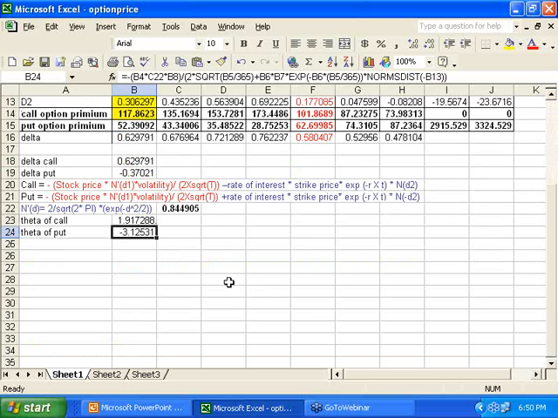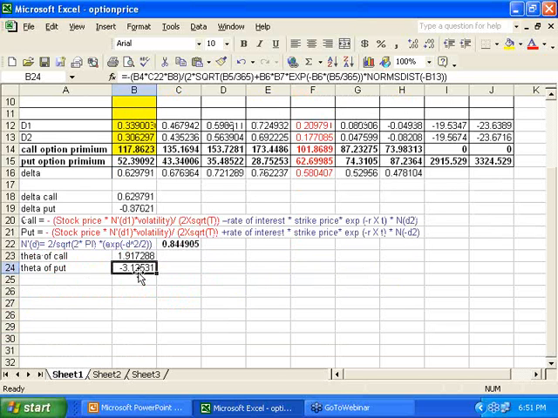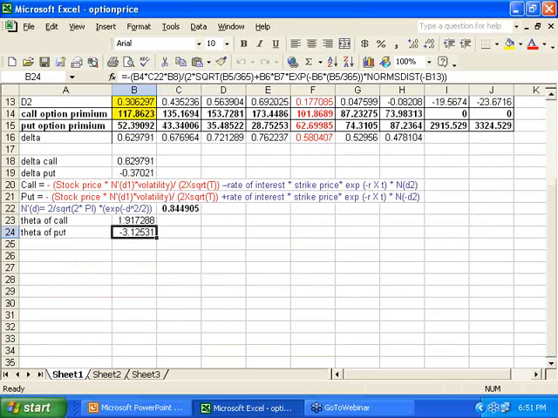With each one day time lapse, the call option has the probability to increase by 1 rupee 91 paisa, and the put option has the probability to decay by 3 rupees and 12 paisa. So this is not the percentage, this is the direct value. Each one day we near towards the expiry, the call option has a probability to increase by 1 rupee 91 paisa, and the put option has the probability to decay by 3 rupees 12 paisa, and the strike is corresponding to 6200 put. So this is what the theta says.